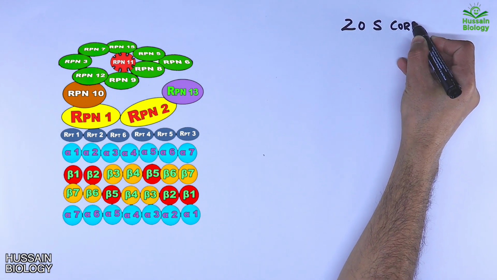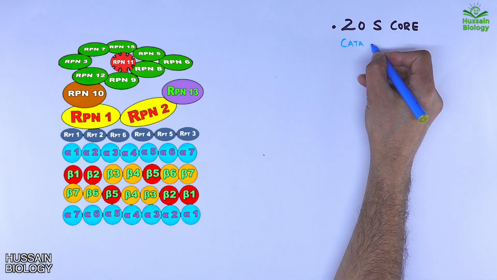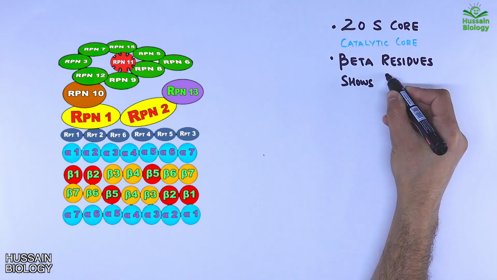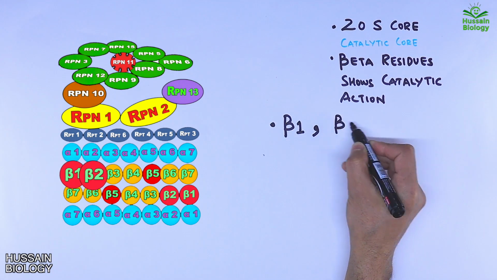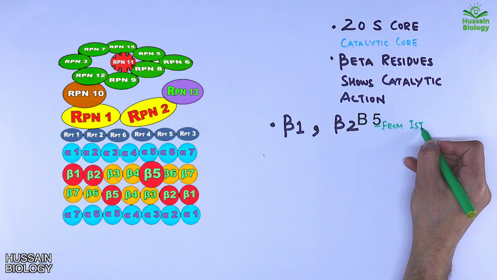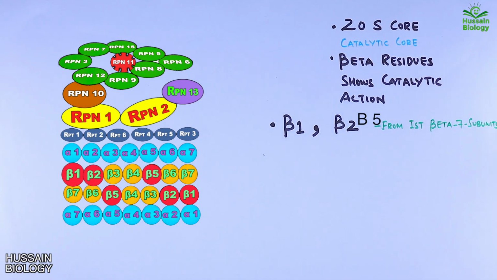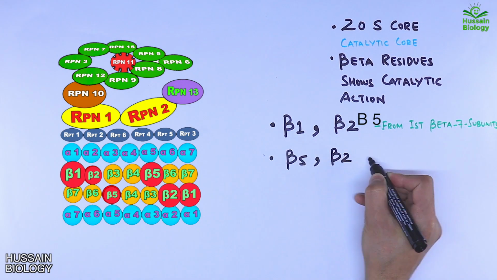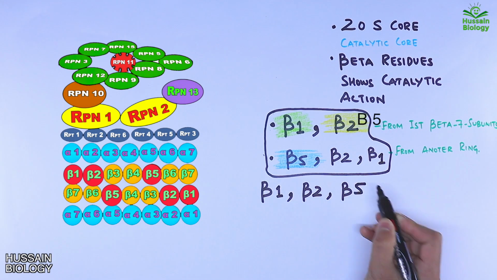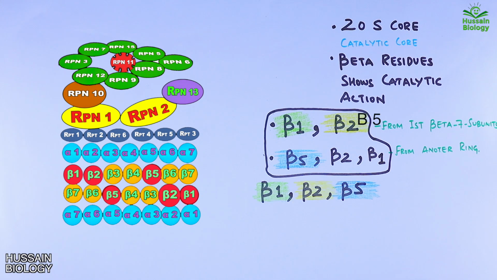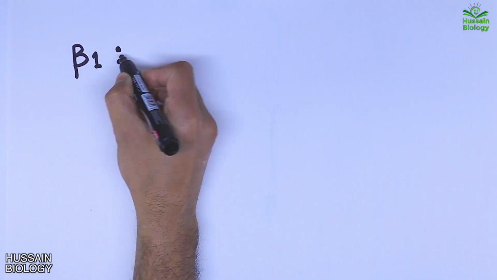First, we have the 20S core, which is the catalytic core. It is the beta residues which show the catalytic activity. But not all beta residues from heptameric rings show the catalytic activity. Only a few do. We have highlighted here beta 1, beta 2 and beta 5 residues in red color in the first ring of beta subunit, and beta 5, beta 2 and beta 1 in the second heptameric beta ring. So in a nutshell, we see here beta 1, beta 2 and beta 5 residues from both heptameric rings show the catalytic activity. Now let's discuss the function of each of these catalytic units.